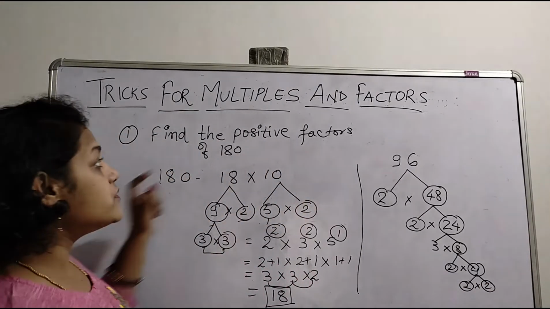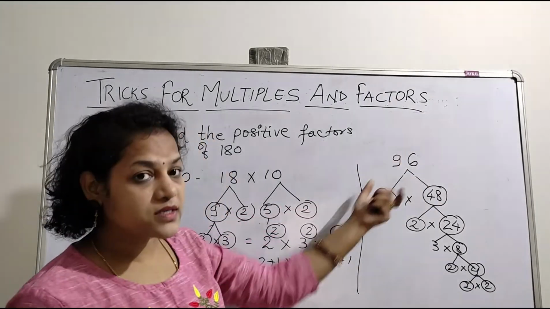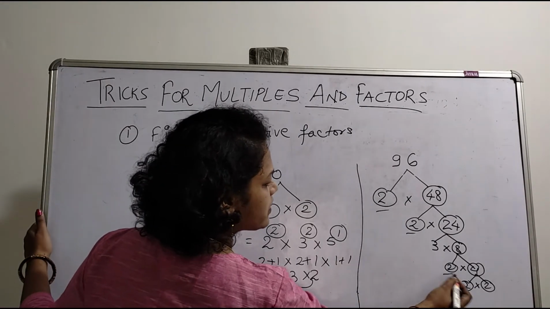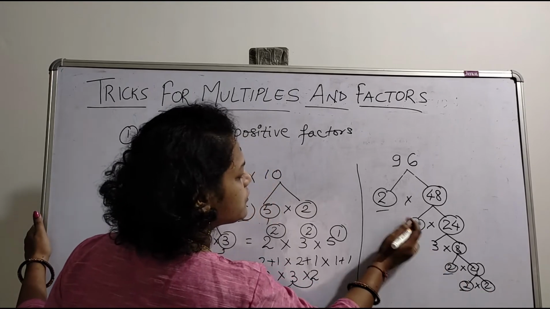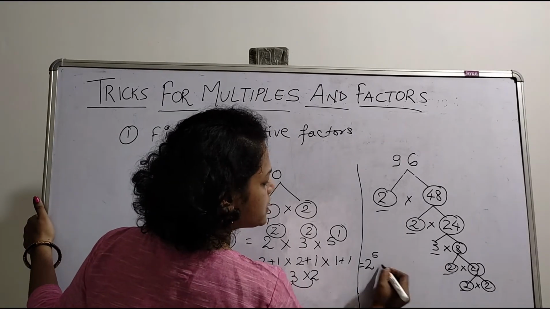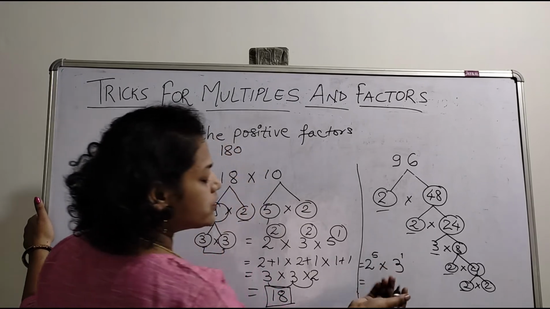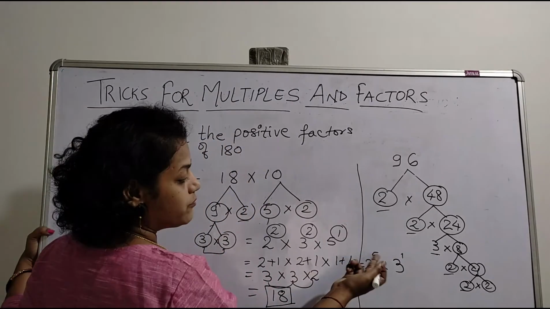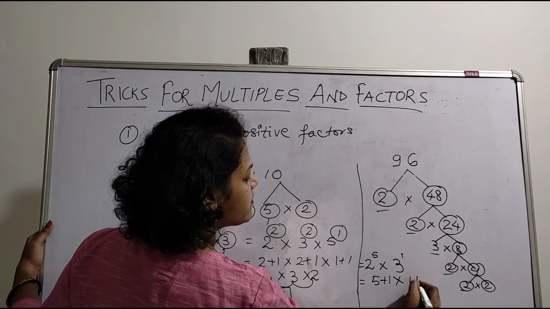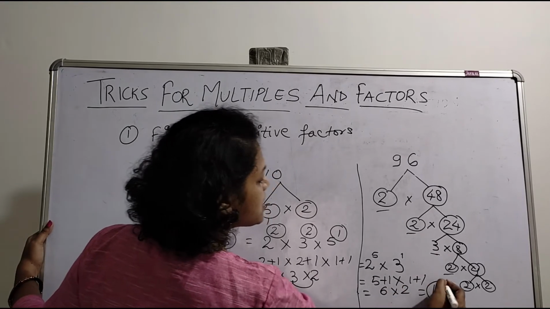But the question is you have to tell the positive factors of 96. If there is 96, how many factors will you get? See how many 2s you have: 1, 2, 3, 4, 5. Yes, 5 times 2, and 3 is 1 time only. So again you have to add 1 to each power: 5 plus 1 multiplied by 1 plus 1, that is 6 multiplied by 2, you will get 12 factors.